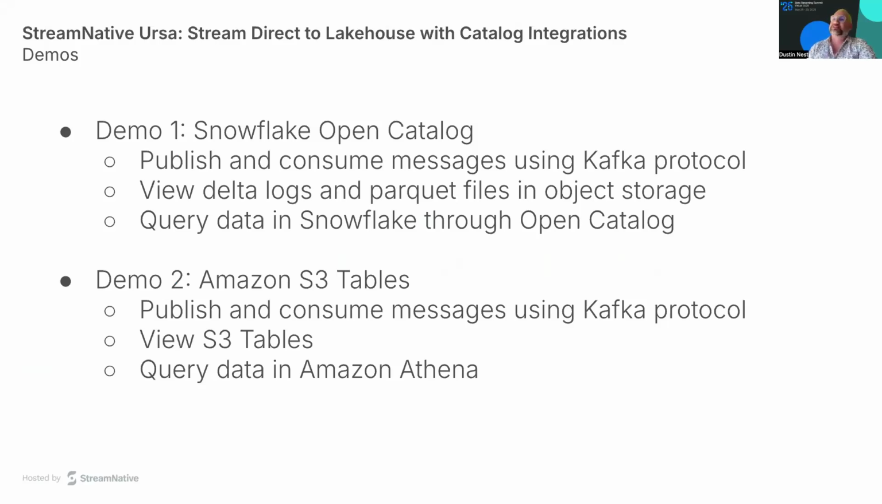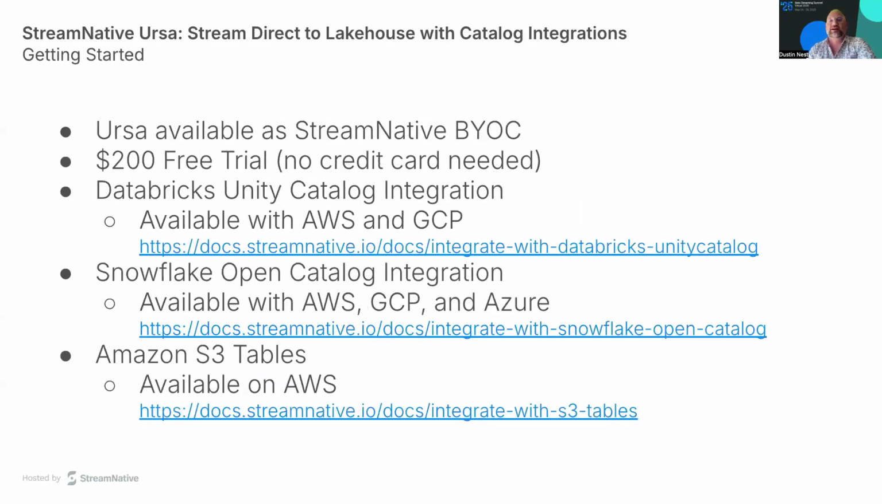In the second demo, we used Amazon S3 Tables, publishing and consuming messages using the Kafka protocol, just like a normal streaming engine. We went into the S3 Tables portion of S3, and you could see the topic had shown up there. And then, because of the Lake Formation setup, which I had not shown as part of this, we were able to query the data inside of Amazon Athena. Again, we did not demonstrate the third option, which is to use Databricks Unity Catalog, but I have demos of that as well on YouTube.